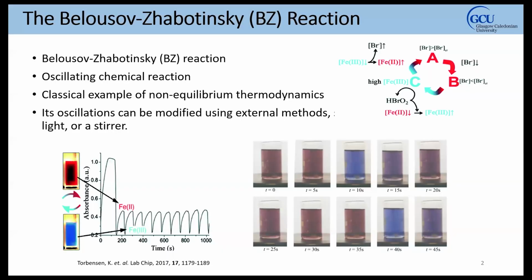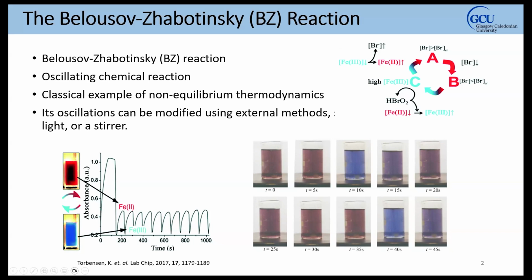So just very briefly about the key chemistry in our platform, it is something called the Belousov-Zhabotinsky reaction, which I will call the BZ reaction from now on. I am not a chemist myself, so I cannot offer a lot of in-depth detail about it.